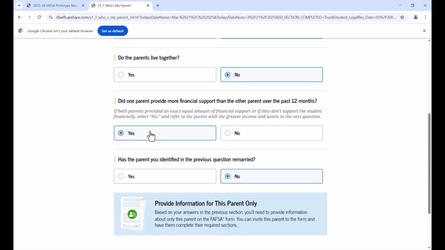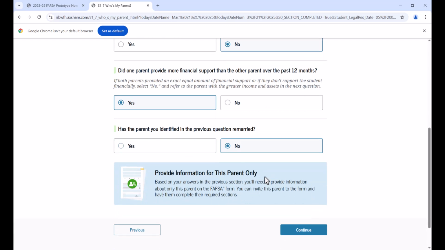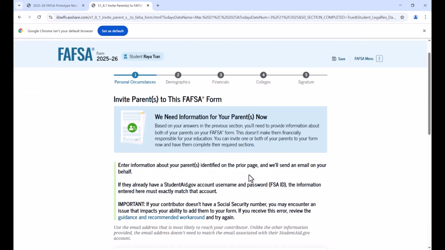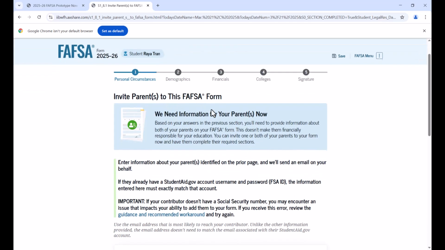Once you have answered these questions, it is going to let you know whose information you should use and which parent you should invite. As you can see here, it says provide the information for this parent only. We're going to continue, and that's going to take us into the invite the parents to the FAFSA form.